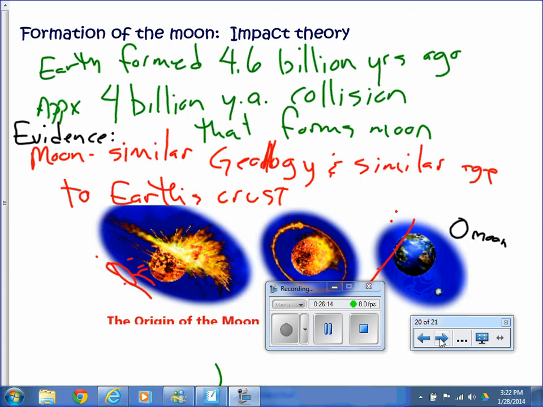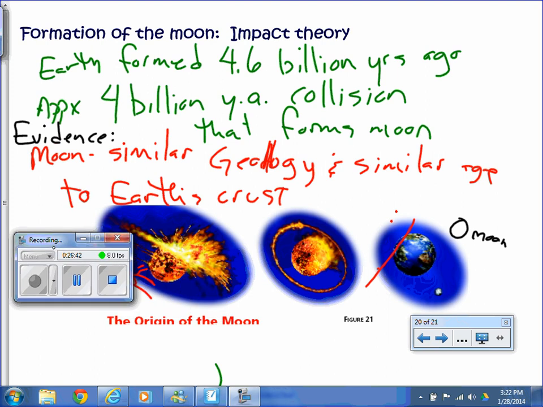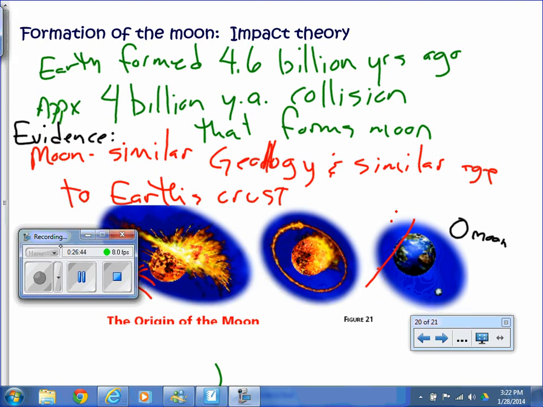So, formation of the moon. There used to be like three or four hypotheses of how our moon got there. And this is now the generally accepted theory of how the moon formed. First of all, we know that the rocks on the moon are of a similar type and a similar age. Remember, we can do absolute dating, radioactive dating, to come up with the age of igneous rocks.